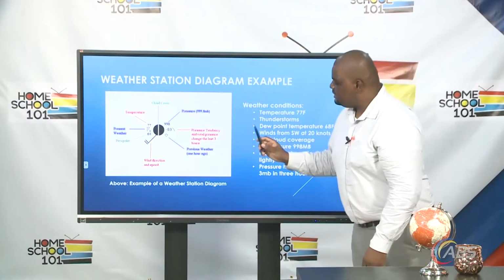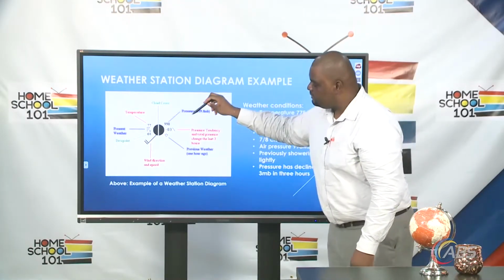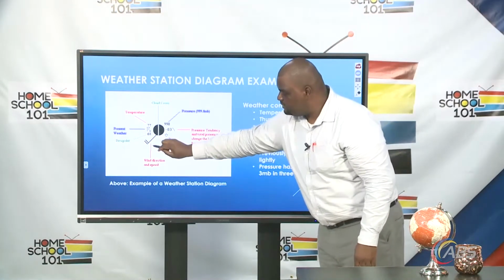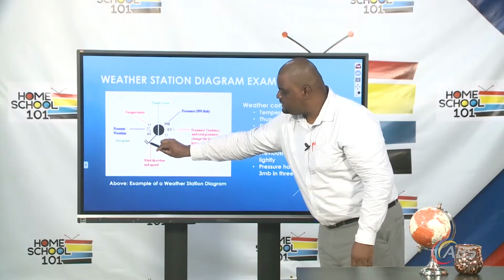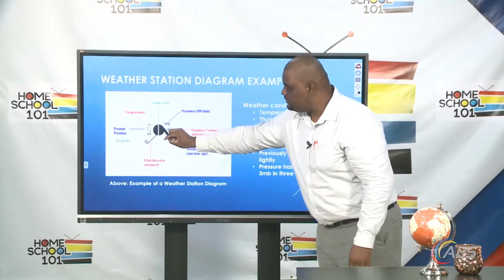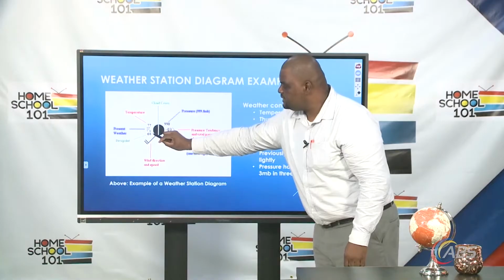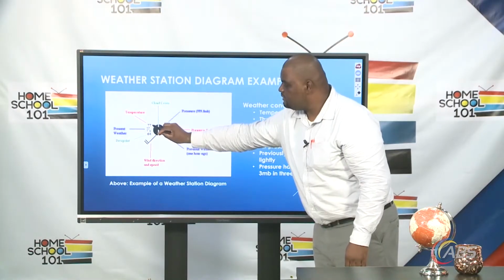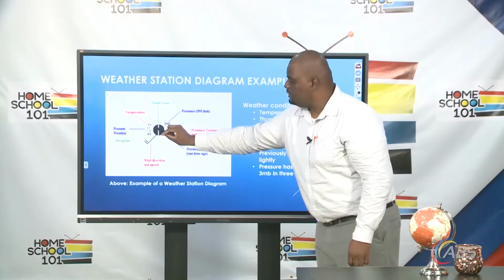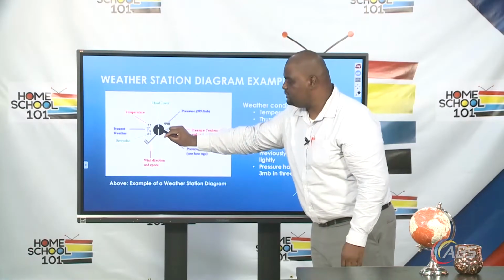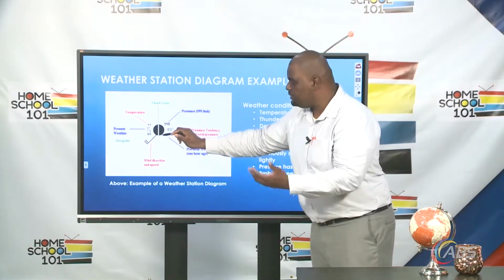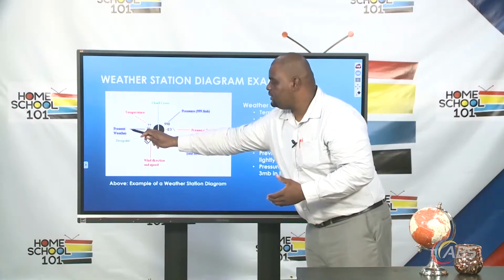So here's another one, wind direction. So in this case, it's coming from the southwest. And look, the 2 long strokes. So you're talking about 20 knots. Winds coming from the southwest at 20 knots. Dew point temperature at 68. Current temperature of 77, which indicates that the combination of these would indicate to you that rain is not currently falling, but it could have been at that location previously.